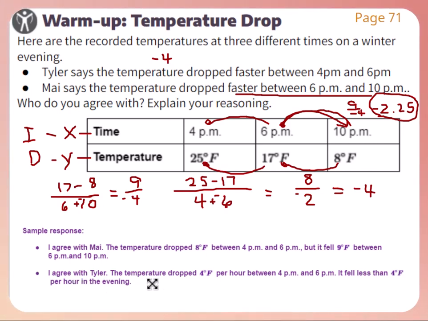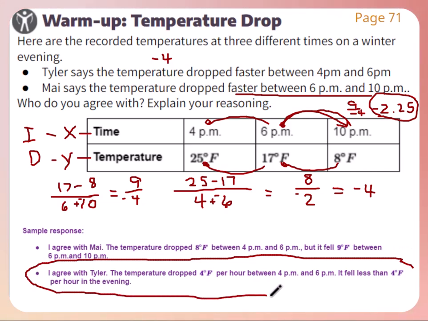I agree with Tyler. The temperature dropped 4 degrees per hour between 4 p.m. and 6 p.m. It fell less than 4 degrees Fahrenheit per hour in the evening. All right, so it's just what you see, but the correct answer is it's decreasing less between 6 and 10 p.m. This is a smaller number, a smaller absolute value than -4. So it's decreasing more rapidly between 4 and 6. I'm going to agree with Tyler. All right, but this is a chance for you to think.